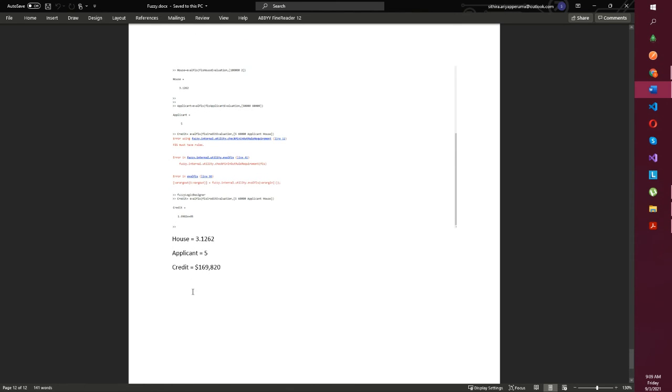In the sample test, the model suggests a credit of 169,820 can be given. That is a safe credit for this specific applicant. The credit limit is 169,820. So it's really interesting. It's a very useful tool for real time operations.